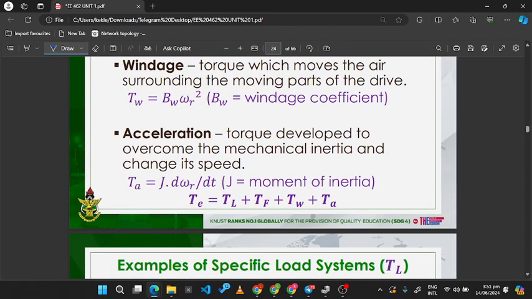So we'll be making use of this formula. It says the torque Te developed by the drive is given by the load torque plus the frictional torque, windage torque, and then the acceleration torque. And then the torque for acceleration is given by the moment of inertia multiplied by the angular acceleration, which is the differential of the speed with respect to time.